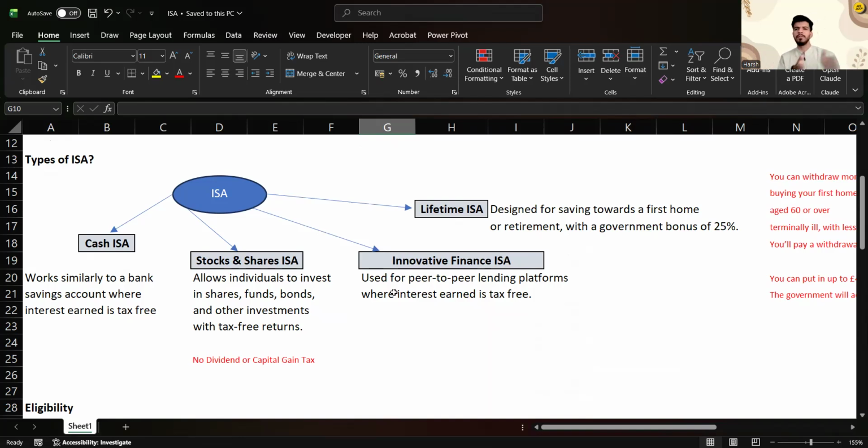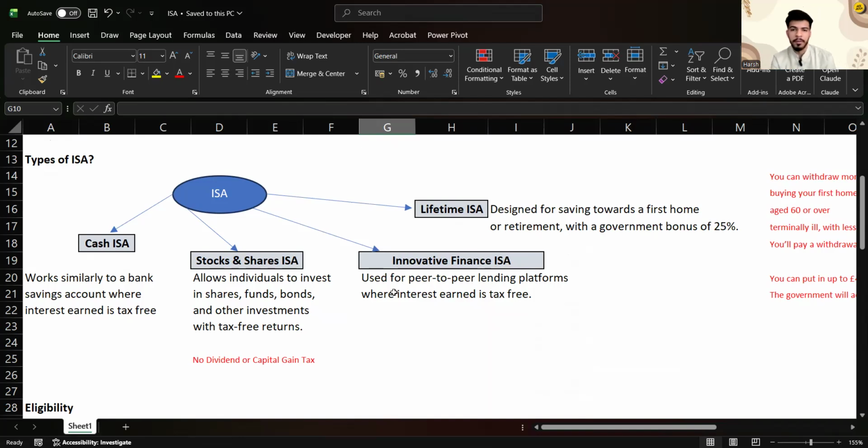Normally banks do business by collecting money from customers and then lending to businesses so that they can generate interest. Now you go directly to the end lender and you lend them money, and generally the interest is higher because, finance 101, whenever your risk increases, your returns increase as well. So as you go from cash ISA to innovative finance ISA, your returns will grow, but again your risk will also grow. So you have to understand the risk of innovative finance ISA.